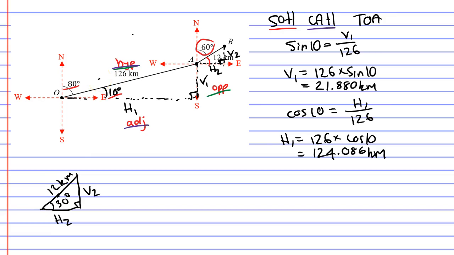Alright, so we know that V2 is our opposite, H2 is our adjacent, and the 12 kilometers is our hypotenuse. So we'll focus on the opposite and the hypotenuse first and see what we get there. Opposite and the hypotenuse is sine. Sine of 30 degrees equals opposite over hypotenuse. So V2 over 12. Therefore V2 must be 12 times sine 30.